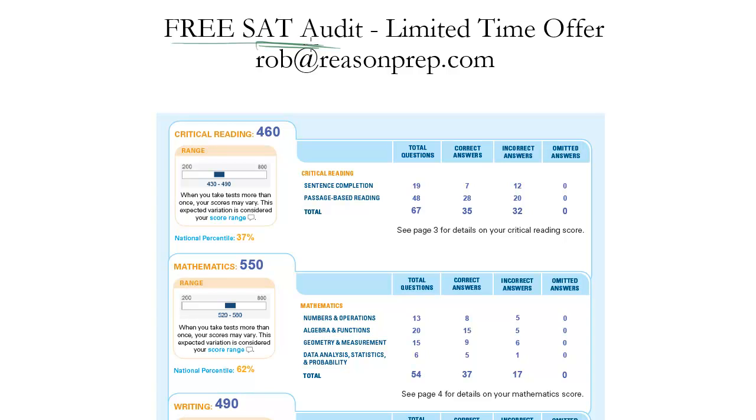The way it works is, go to the College Board website, go to your student center, and download your score report. You can do it as a PDF and then send the score report to me at this email, rob@recentprep.com. And also let me know in the email what your score goals are, because your goals really impact my interpretation of the report and the advice I'm going to give you. So go ahead and do that.